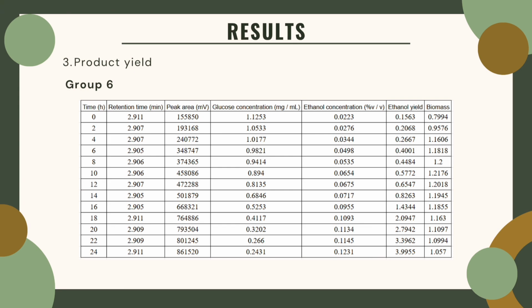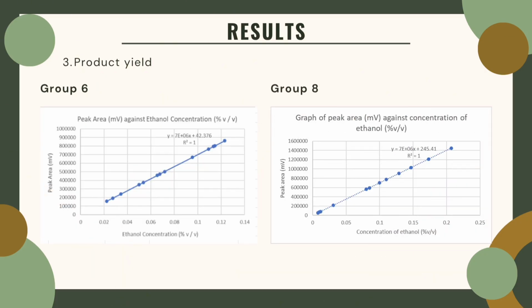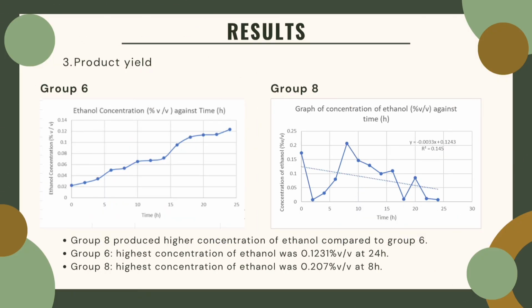Next, the product yield. This table shows the ethanol concentration measured by GC-FID analysis. For Group 6, it reached 0.1231% volume per volume at 24 hours, while for Group 8, it reached a maximum ethanol concentration of 0.207% volume per volume at 8 hours. This is the graph of peak area against ethanol concentration. And this graph illustrates the ethanol concentration against time.